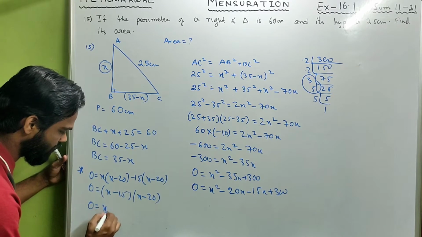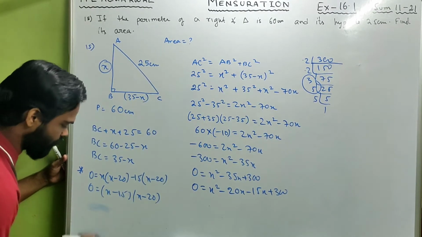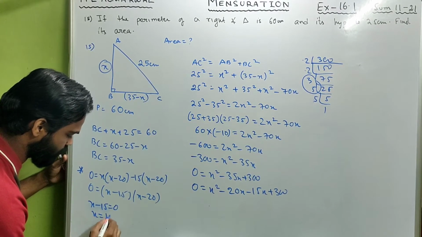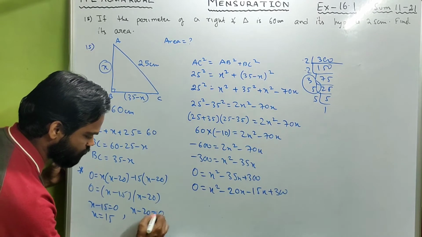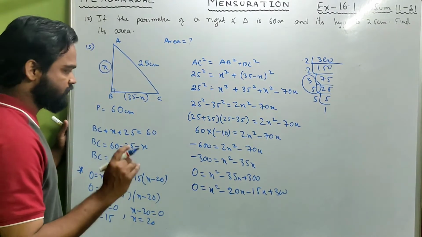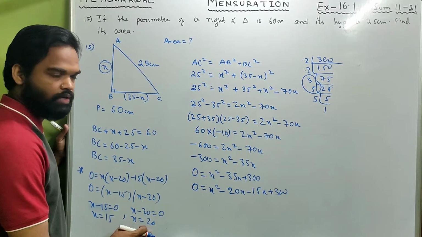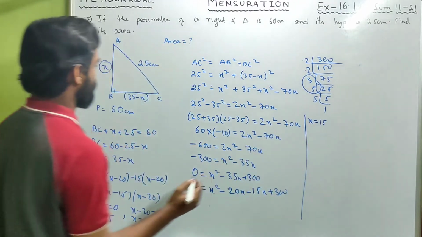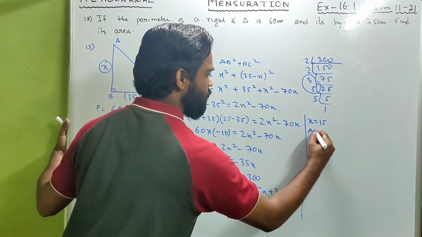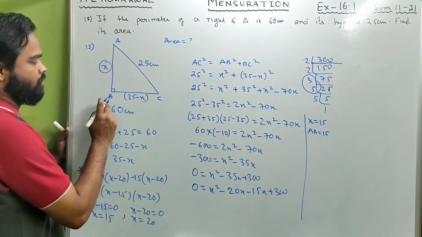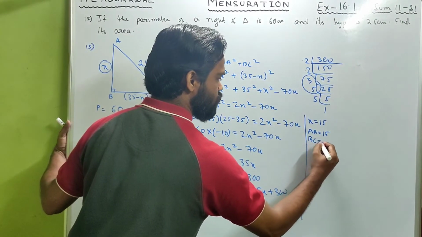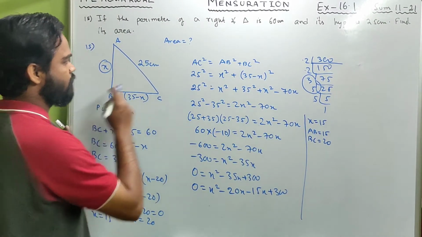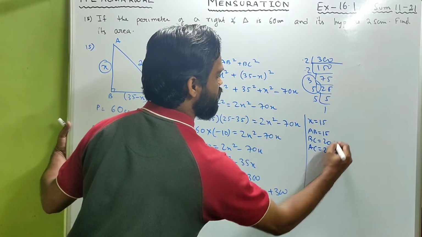Which means x, we can separately equate. From here we can say x minus 15 equals to 0, which means x equals to 15. And x minus 20 equals to 0, which means x is 20. Which means either x is 15 or 20. Now, just look over here. We'll take x as, suppose, 15. So, AB becomes 15. BC becomes 20 because 35 minus this 15. And AC is 25.